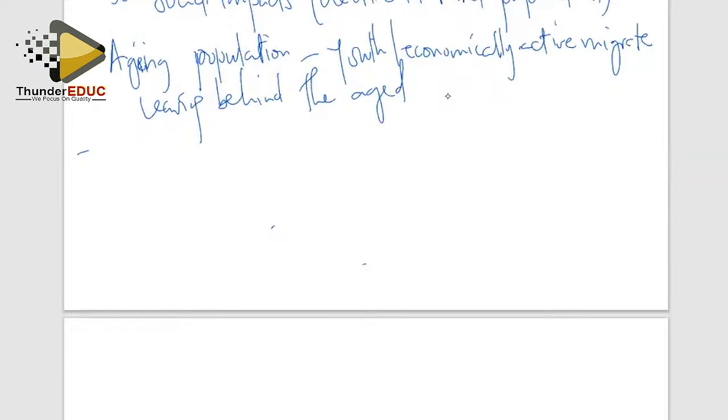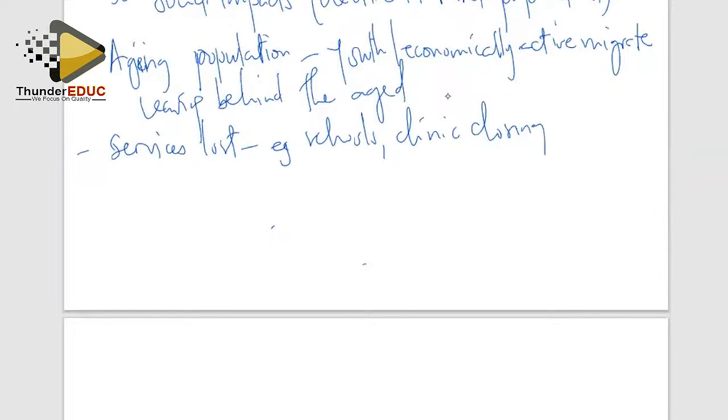Then you can also look at services, loss of services in the rural areas. Services are lost. For example, we have schools closing or clinics closing. Remember, we talked about the aspect of threshold population. When a service, for it to be functional, it needs to maintain a minimum number of people, of which if it fails to get that minimum to support it, its viability is threatened, and hence it is going to close down. So at the end, we have typical problems of service provision being lost.